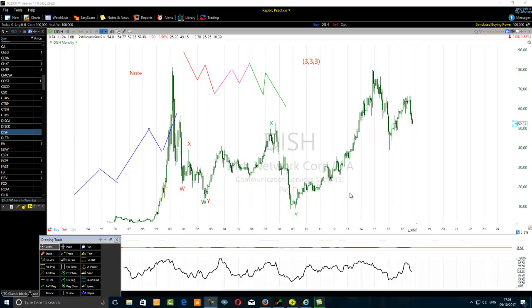So using the same financial instrument, the Dish Network, we have seen on that chart the WXY. Pay attention to the red letters on my chart. A WXY pattern is completed right here. So how do we use that to time the market? There are a few things that we can do.